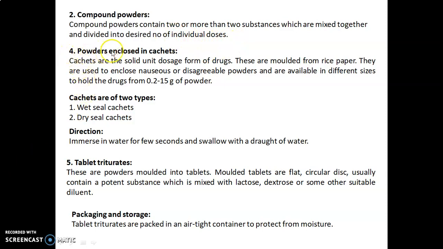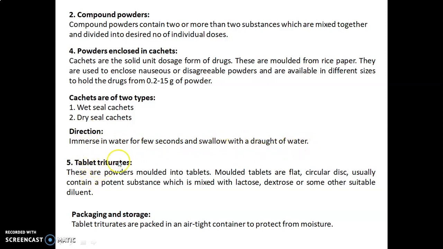Fourth one, that is powders enclosed in cachets. Cachets are solid unit dosage forms of the drugs. These are molded from rice paper. They are used to enclose nauseous or disagreeable powders and are available in different sizes to hold from 0.2 to 15 gram of powder. Cachets are of two types, that is wet seal cachets and dry seal cachets. Direction for this is immerse in water for a few seconds and swallow with a draught of water.